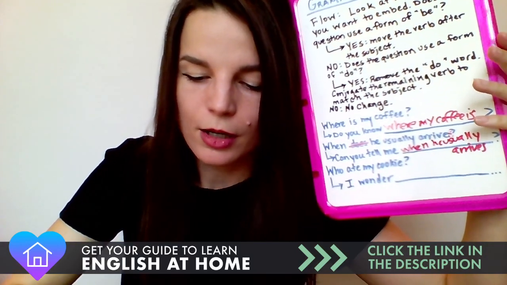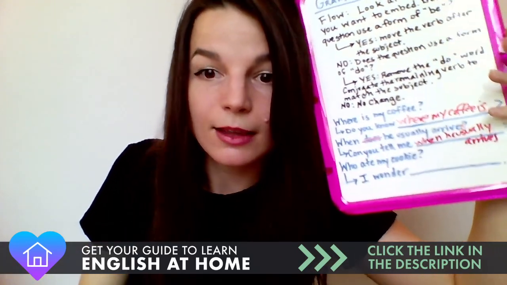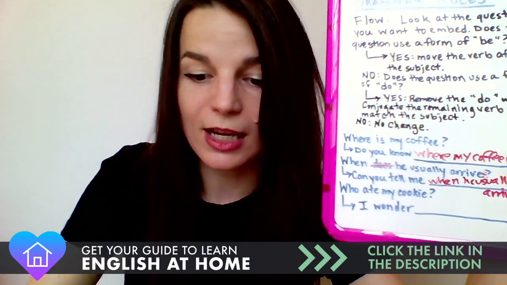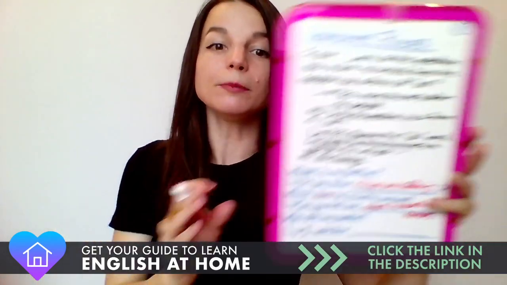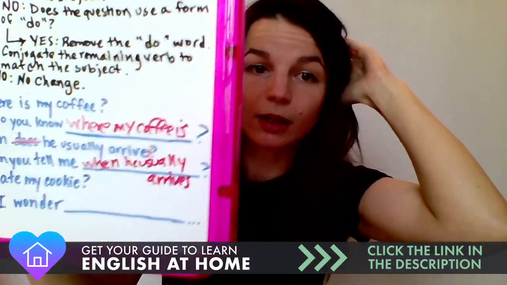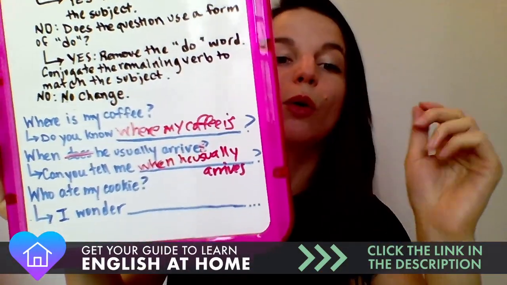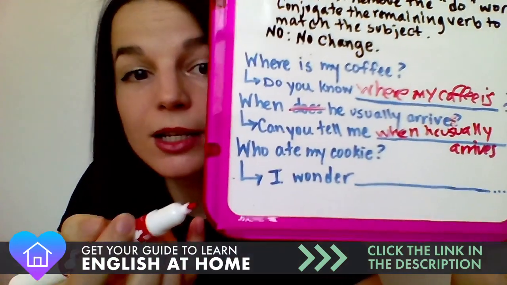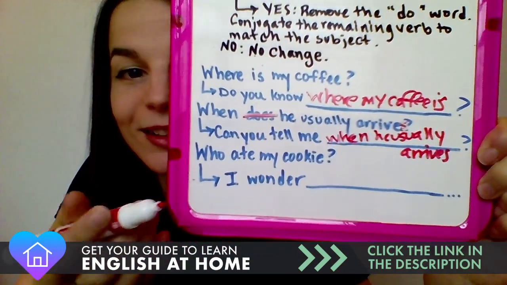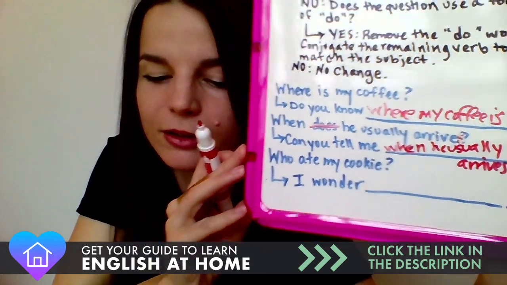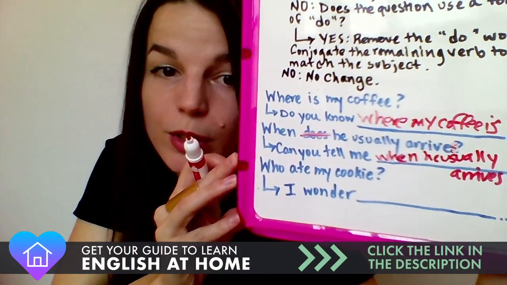Okay, so I see lots and lots of correct answers, which is fantastic. So I'm going to go to the last one to practice here in our flow chart. Our final example sentence is a very important question. Who ate my cookie? Who ate my cookie? Okay, so what should we do?